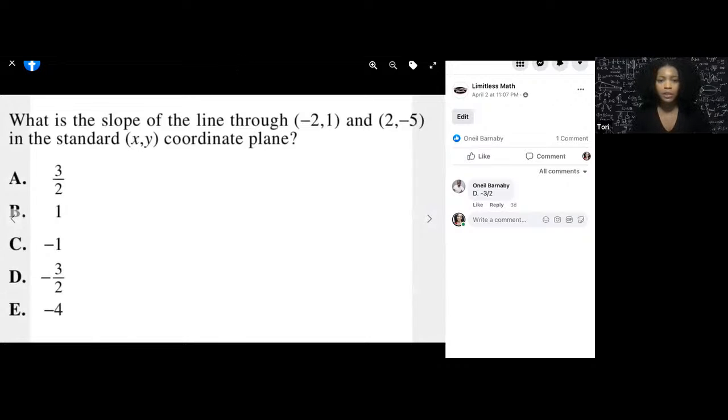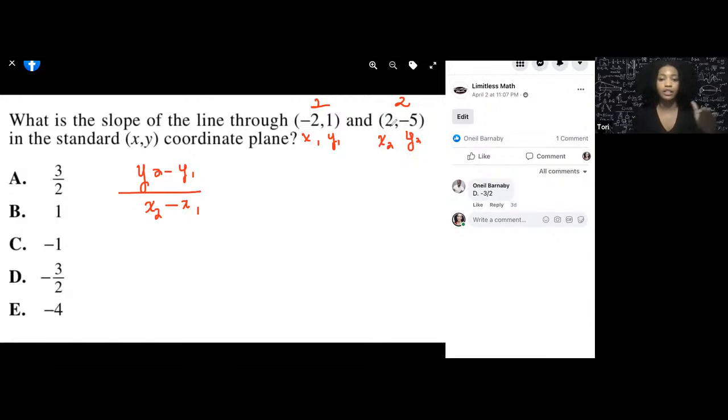So the formula for slope from 2 points is y2 minus y1 over x2 minus x1. It's our slope formula. It's the change in y over the change in x, the difference between the y coordinates over the difference between the x coordinates. Okay, so I could call this point 1 and this point 2. Therefore, this would be x1 and this would be y1, this would be x2, this would be y2.